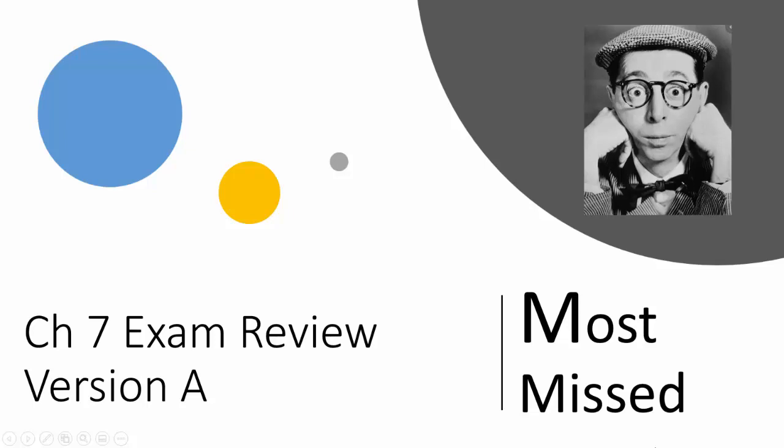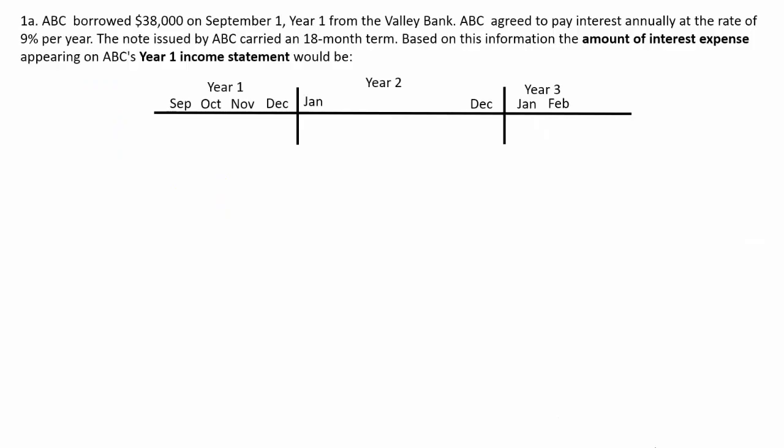Okay, this is the Chapter 7 exam review of the most missed questions. First question, ABC Company borrows $38,000 on September the 1st of year 1 from the Valley Bank.